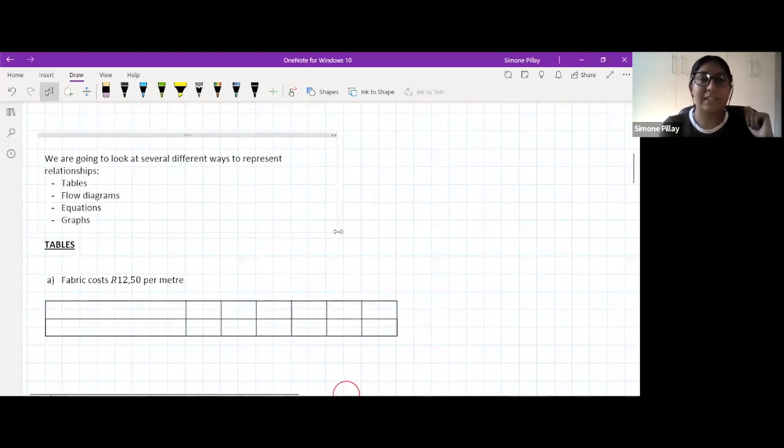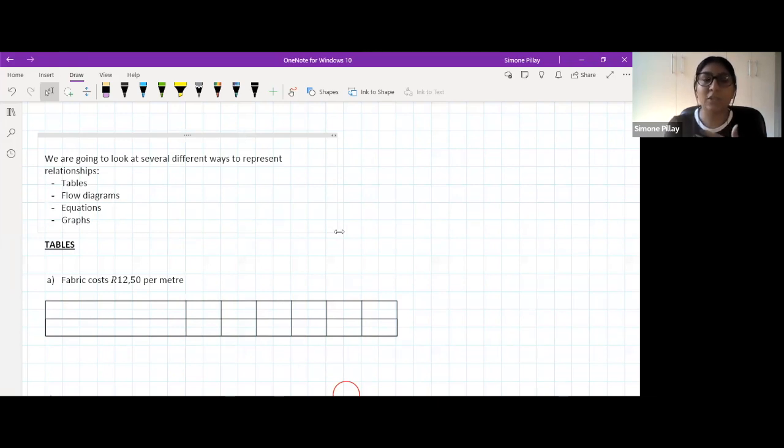As we heard Teacher Yolanda give us our recap, we have been doing relationships. We've looked at what relationships between different variables are, how variables relate to each other. And so today, we're going to look at ways that we can represent those relationships. When we talk about representing relationships, we're talking about how can we show people this relationship?